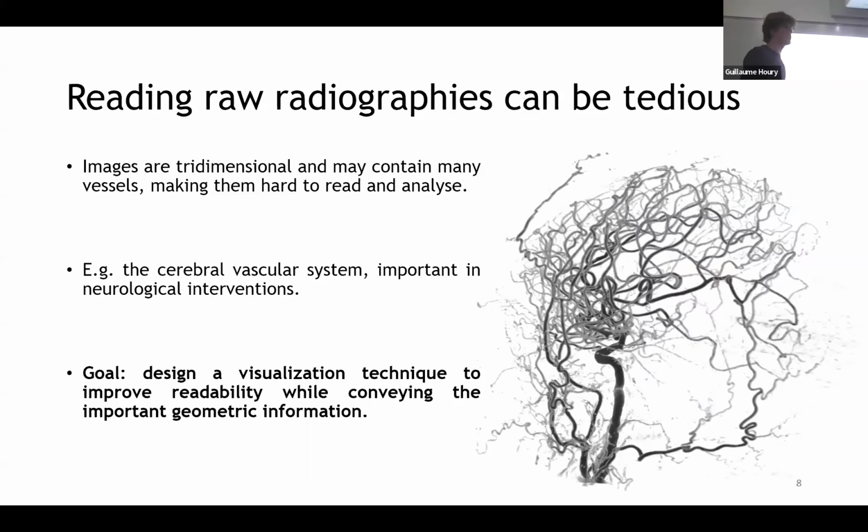To make these important choices, the interventional radiologists typically have to read this kind of 3D scans representing the blood vessels in the targeted area. But these images are quite tedious to navigate and to analyze, especially in some dense areas of the body, like the brain, where there are many blood vessels everywhere.